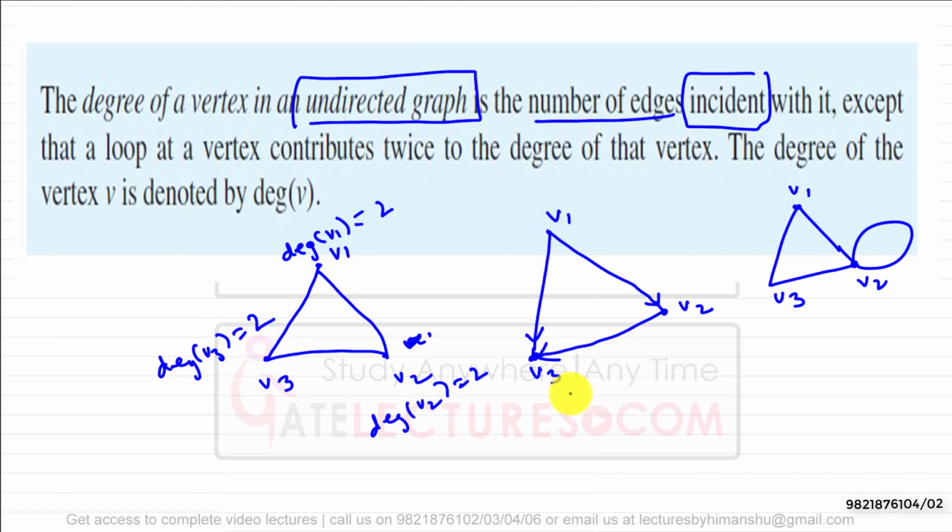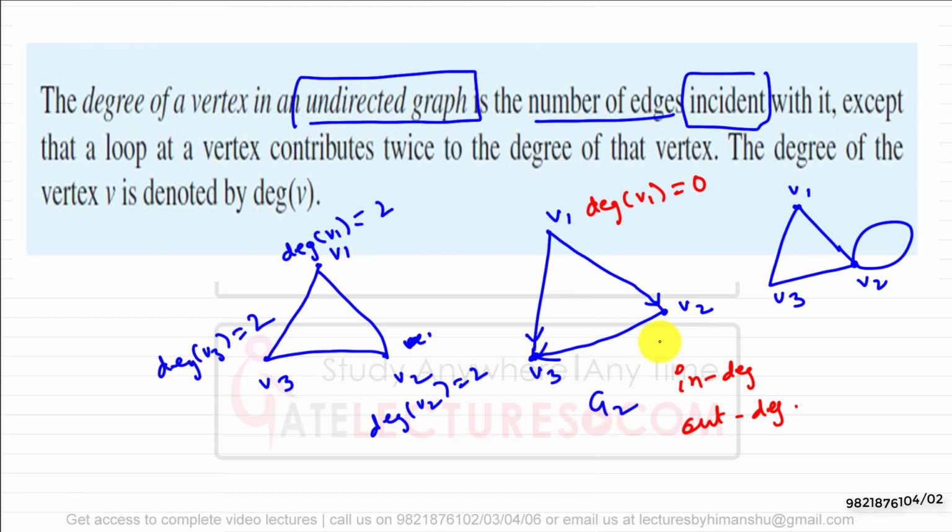Now the second graph, this graph G2, is a directed graph. If I ask what is the degree of vertex v1, here the degree of vertex v1 is 0 because there is no incident edge, right? For a directed graph, we'll be discussing what the in degree and the out degree are. Here we are just discussing the out degree.